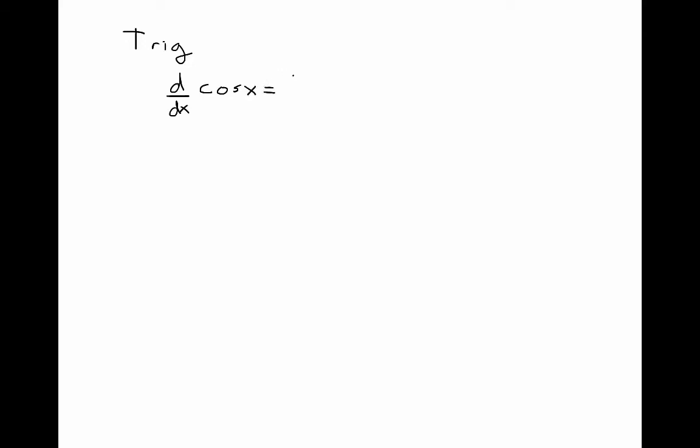Alright, so let's say you're taking the derivative of cosine. The derivative of cosine is minus sine. And the derivative of sine is cosine. So generally, my students can remember that cosine goes to sine and that sine goes to cosine, but they'll forget which one the negative sign should be on. So just make sure you're careful when you're doing derivatives with trig functions.